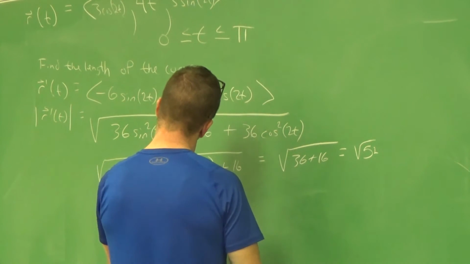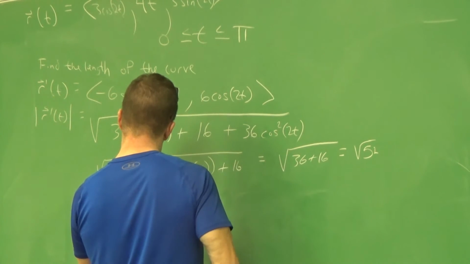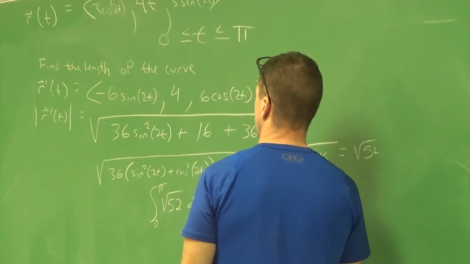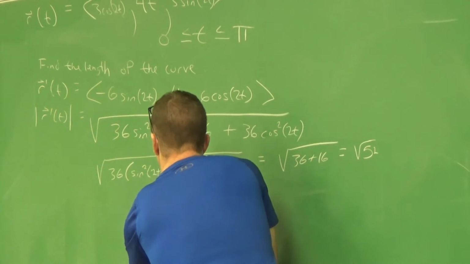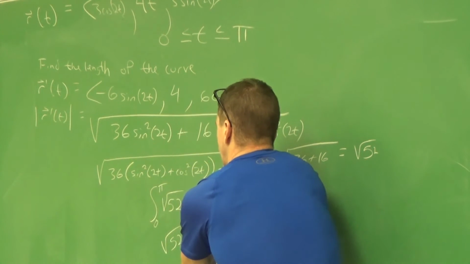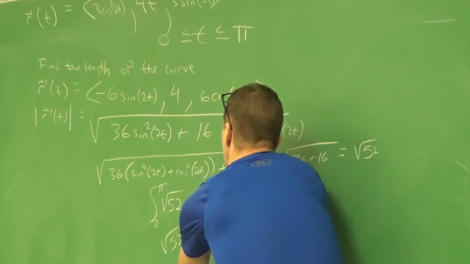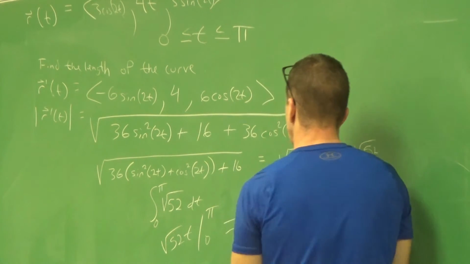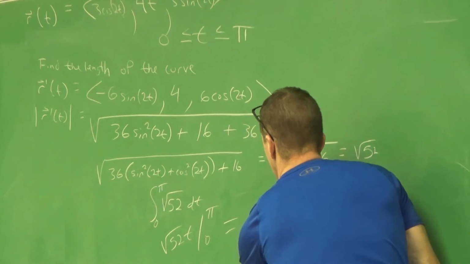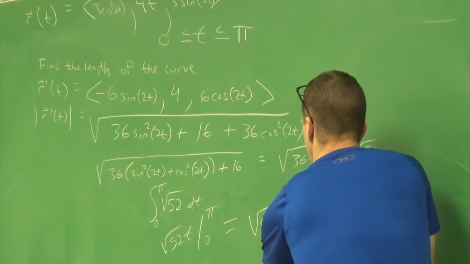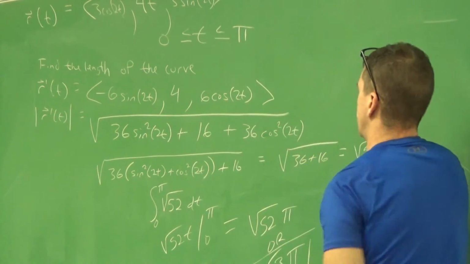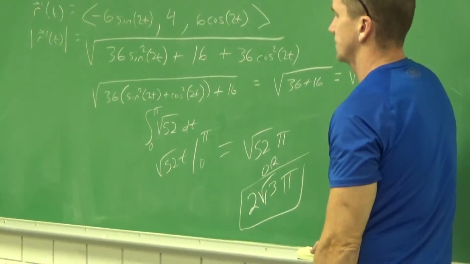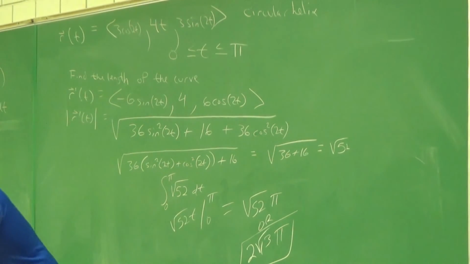Ooh, again, it got really neat. I'm going to go from 0 to pi. What's the integral? Square root of 52 t. Multiply by pi, you get square root of 52 pi, or what's that simplified? 2 root 13. 2 root 13 pi. Excellent. That's right.